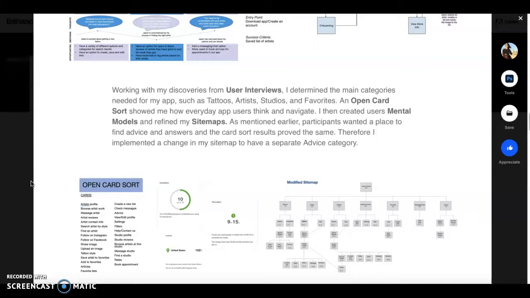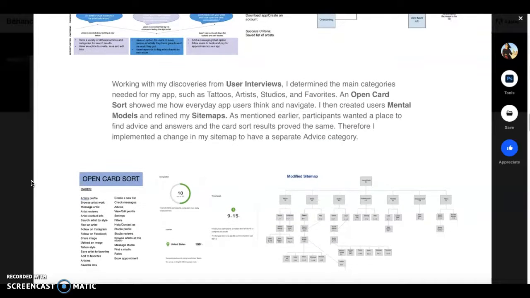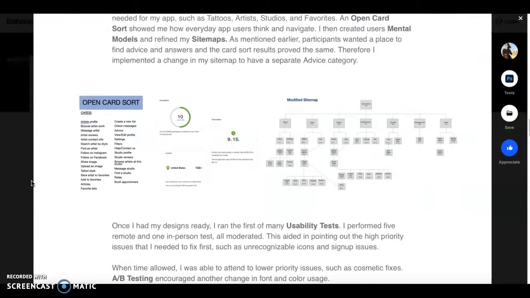With my first iteration ready, I conducted 6 moderated usability tests. This immediately identified issues and pain points, such as confusing icons. I went to work on the most pressing usability issues first.